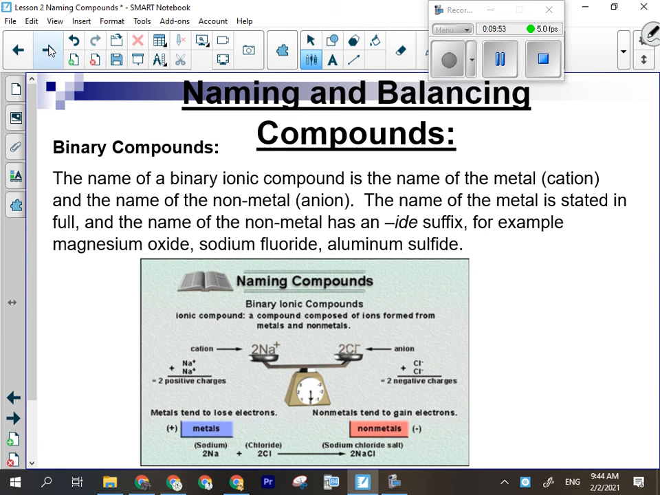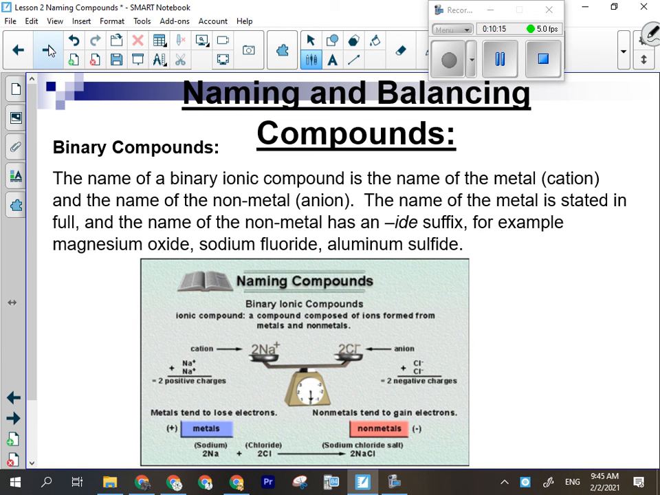All right, so when we're naming an ionic compound, there's some simple rules to follow. The first thing is that we always name and write the metal first, because we go from left to right. Metals are on the left, non-metals are on the right, so we go from left to right. And we write the name of the metal first, and then the name of the non-metal second.